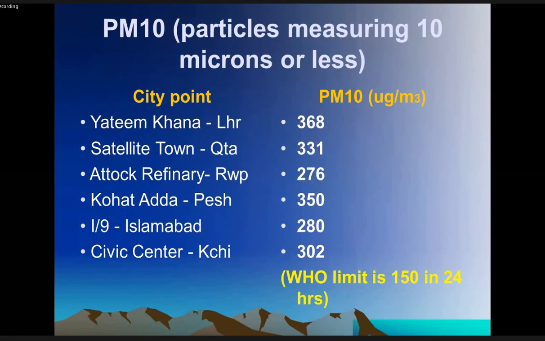Then you can see the particles measuring 10 microns or less which are present in the air. The WHO limit is again 150 in 24 hours, and they are all much higher in different cities of Pakistan. The least is in Rawalpindi at 276, then Islamabad 280, then Karachi 302, and then 331 in Quetta and 361 in Lahore, the most polluted city. But in all the cities this is much more than the given limits of the WHO, and they are hazardous or toxic to health.